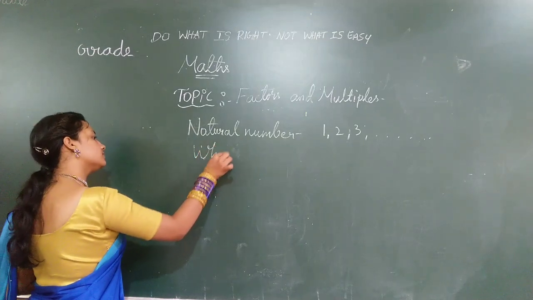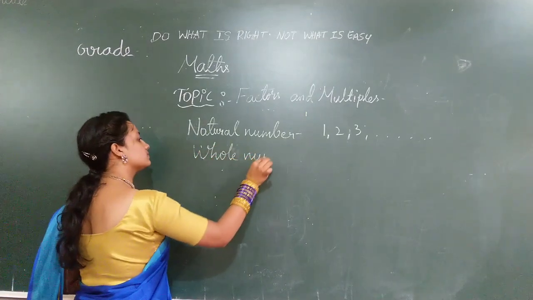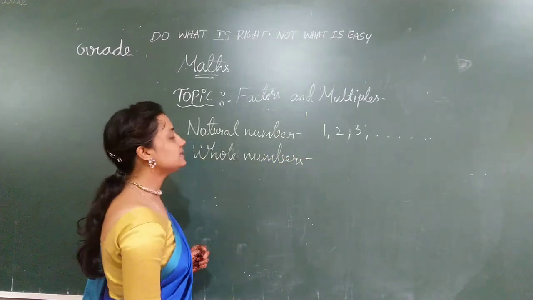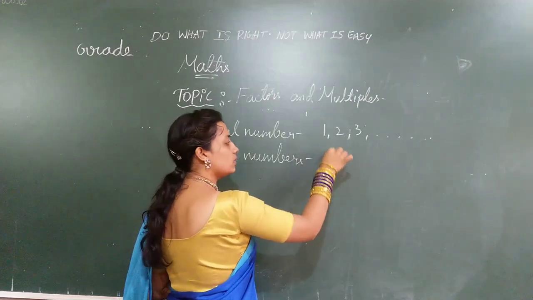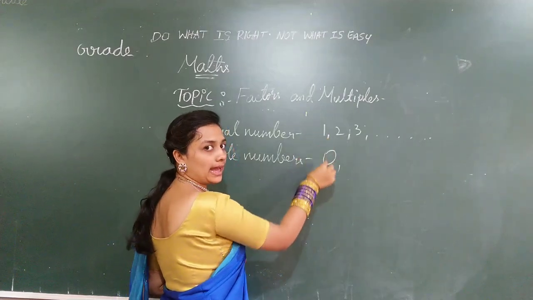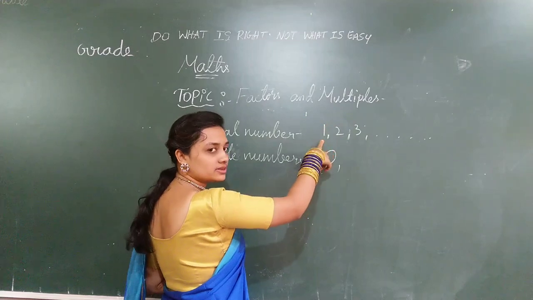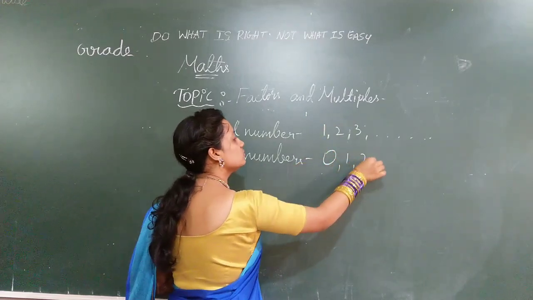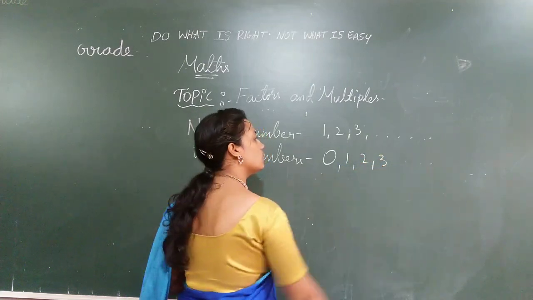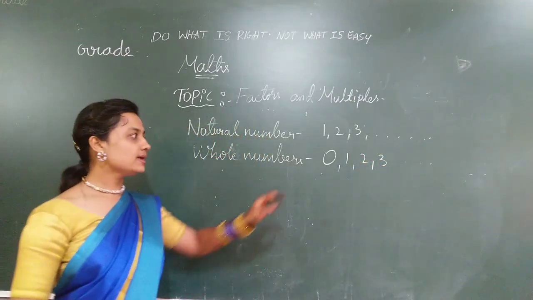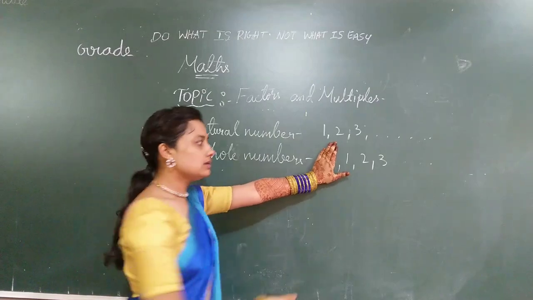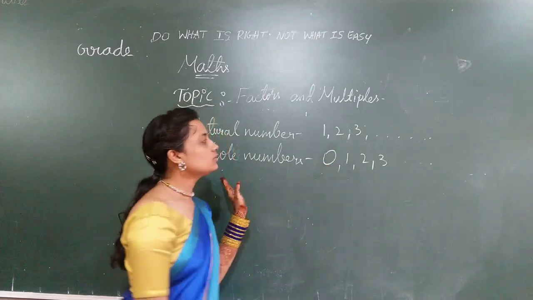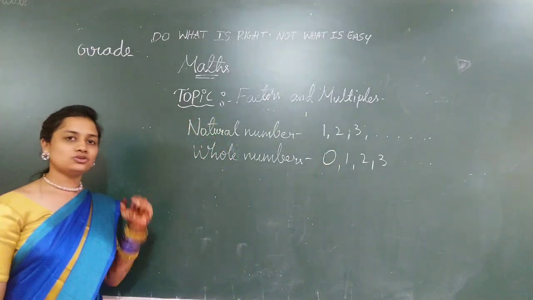Next comes whole numbers. Whole numbers start from 0. The only difference between natural numbers and whole numbers is natural numbers start from 1, whole numbers start from 0. 1, 2, 3 and it goes on. So what happens if I take away this 0? These numbers are natural numbers. Okay? So you now know what is whole number and natural number.